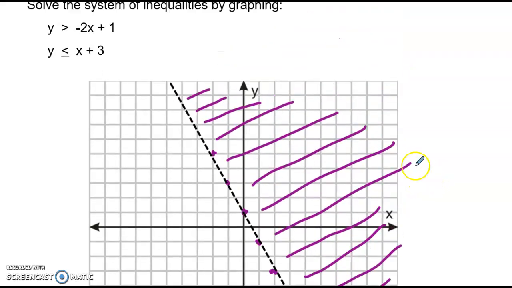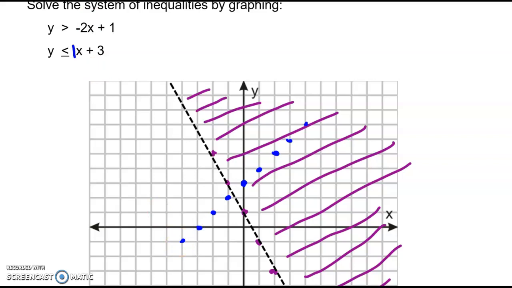shade above the line. Okay, so for the next one, y is less than or equal to x plus 3, already in slope-intercept form. This time the y-intercept is positive 3, and it has a slope of positive 1. So we'll just do a bunch of points like this. A few more going the opposite direction. And this line we're going to leave solid.